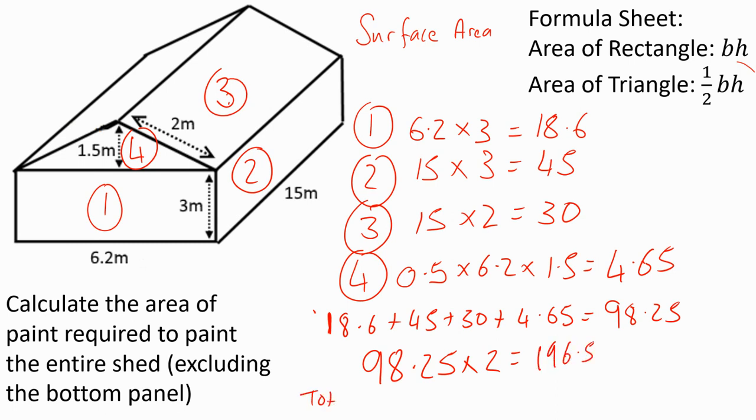So the total surface area, and just see that I'm labeling this as well. Everything should be labeled and have calculations, is 196.5 meters squared. The unit is important. You must have the unit. Now it's meters squared because we're looking at area. Even though it's a 3D object, we're looking at the area of the 2D surfaces.